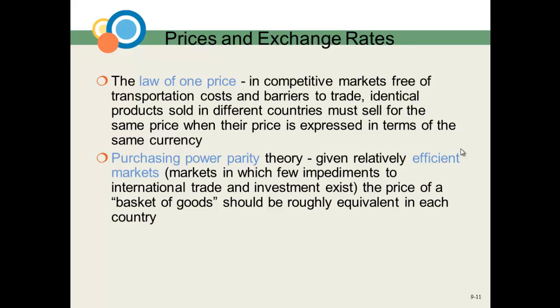And to make this as simple as possible, let me explain it like this. If we buy a bar of soap here in the United States, and then we take the same amount of money, convert it over to another currency, and buy the same bar of soap in another country, the price should be the same. If it is not, then one of the currencies is either overvalued or undervalued.